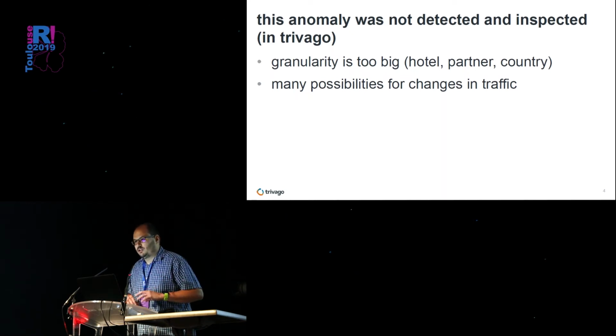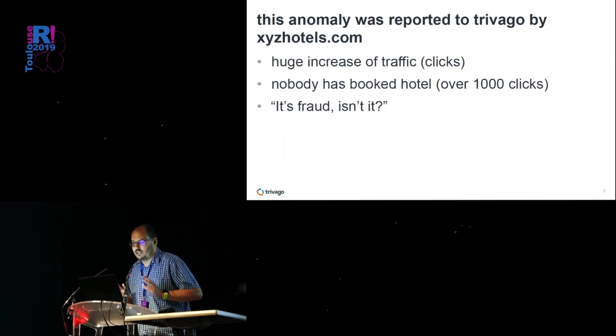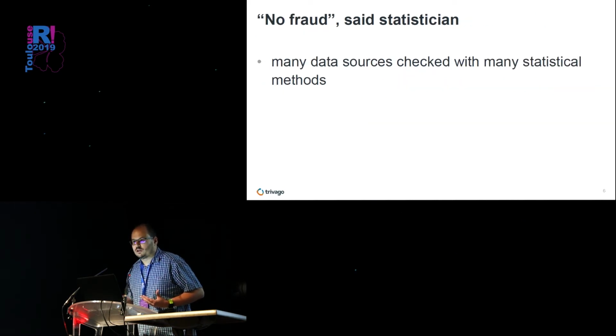We are running different anomaly detection tools, some with R, but this one was not detected. But this anomaly, it was reported from our partner because they paid a lot of money for it. And they say, hey, this huge number of clicks, but from this 1,000 clicks, nobody booked the hotel. It's bad, it's not typical, we don't want to pay for it. So they said it's fraud. Fraud means these clicks are not coming from humans, but from software.